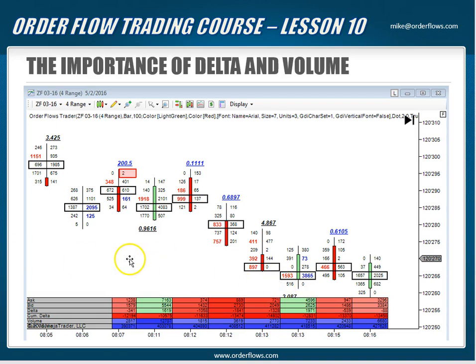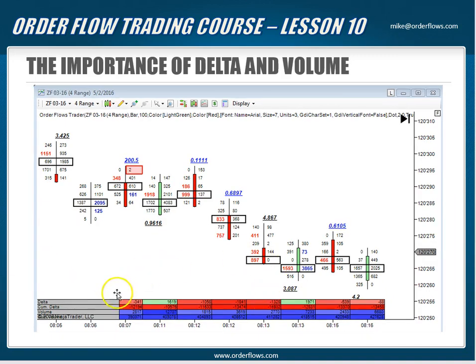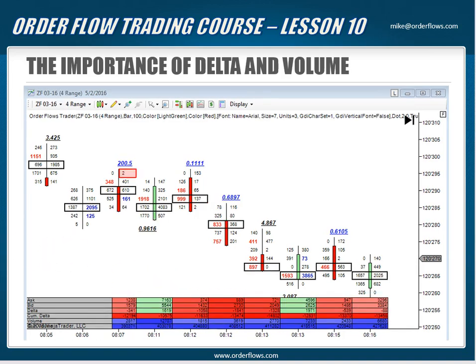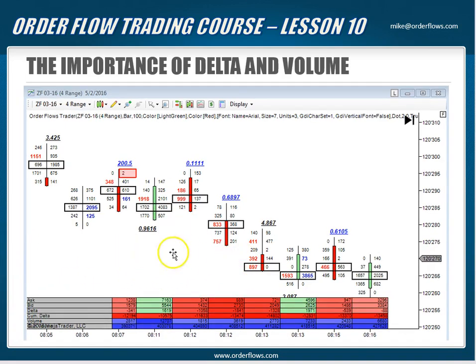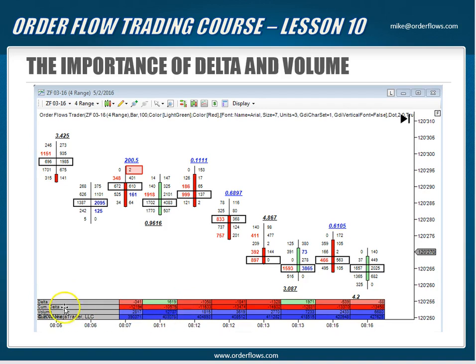Now, with most footprint charts, you can choose to have the bid and the ask deltas in there, or you can just, like on this chart, not have it in there and just concentrate on the net deltas. It's personal preference. Once you start looking at deltas fairly regularly, you're going to get used to understanding the numbers, and you might just want to go with just the net delta.